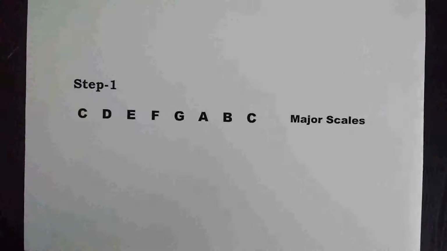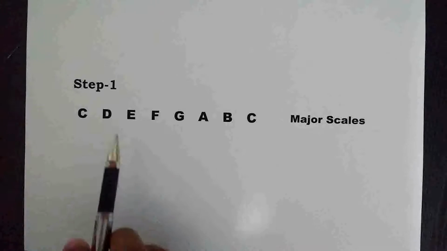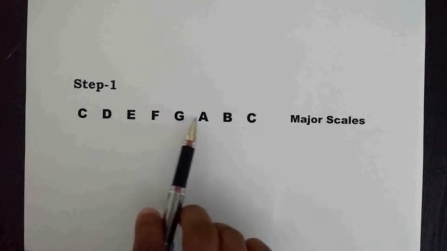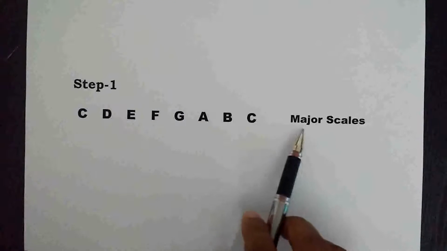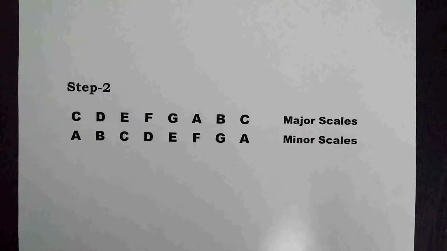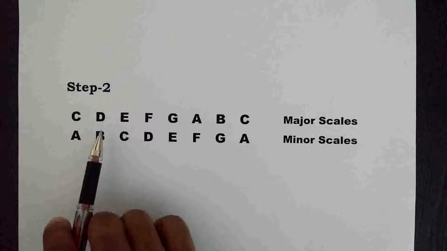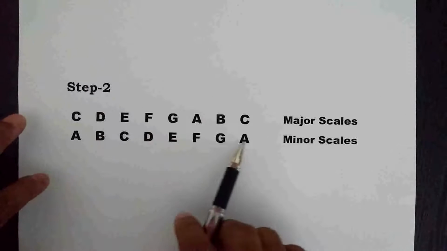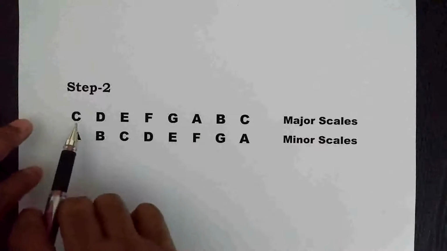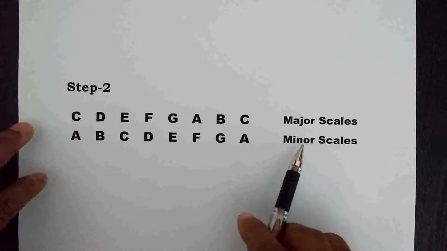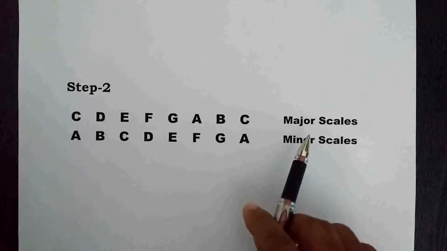Now let us see how the lookup table is developed. As a first step, simply write C, D, E, F, G, A, B, C and mark it as major scales. In the second step, write A, B, C, D, E, F, G, A just below the first row and mark it as minor scales.